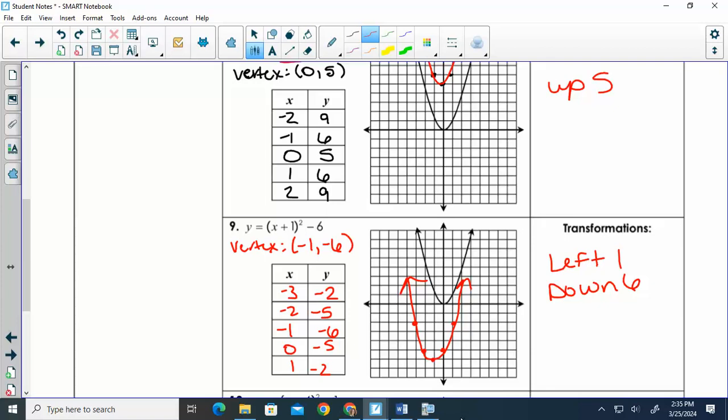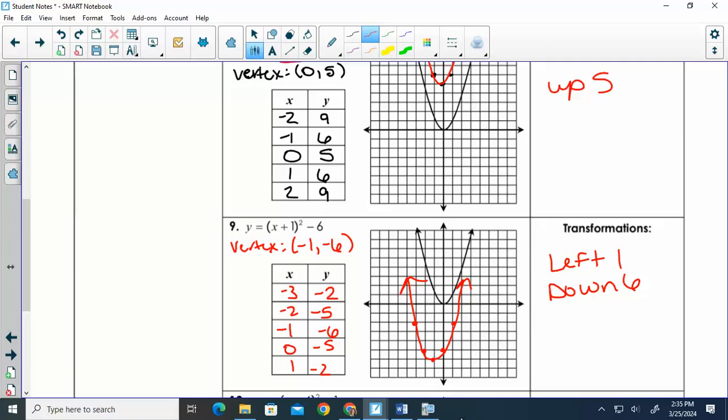Yes. That's why the formula for the vertex is a little bit weird. When you add something to the x, it actually ends up moving it to the left. Subtracting it moves it to the right. Outside does what you think. Adding goes up and subtracting goes down. Tomorrow we're going to learn more about these transformations because we haven't covered all of them. We've only done left, right, up, and down. There are other things that can happen on our graph.